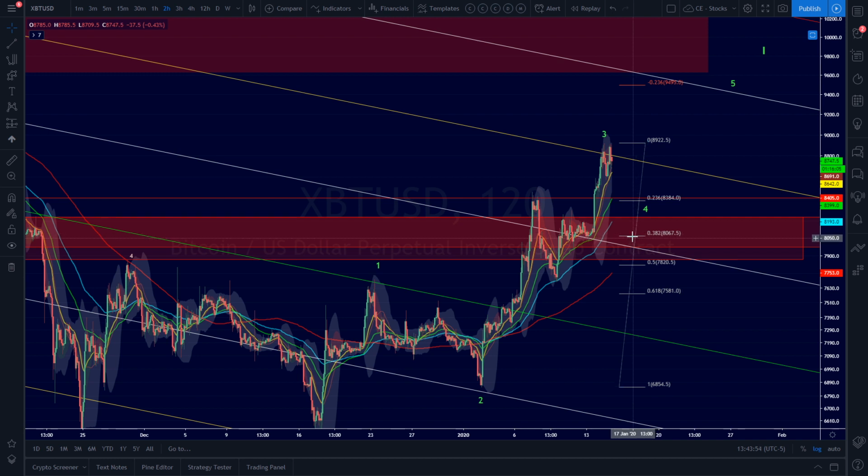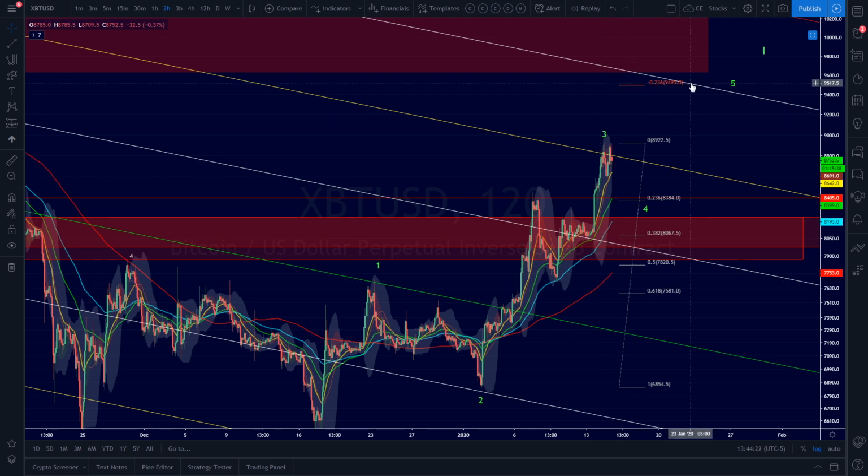You're going to need to have a nice rejection there at the 382, which is at about $8,050. But again, the next area of invalidation is really going to be down here at the 618. If we get down here to the 618, this impulse doesn't look very good at all. It would invalidate a lot of things, hitting this target right here at $7,700. $7,700 really has to hold, at least for right now.